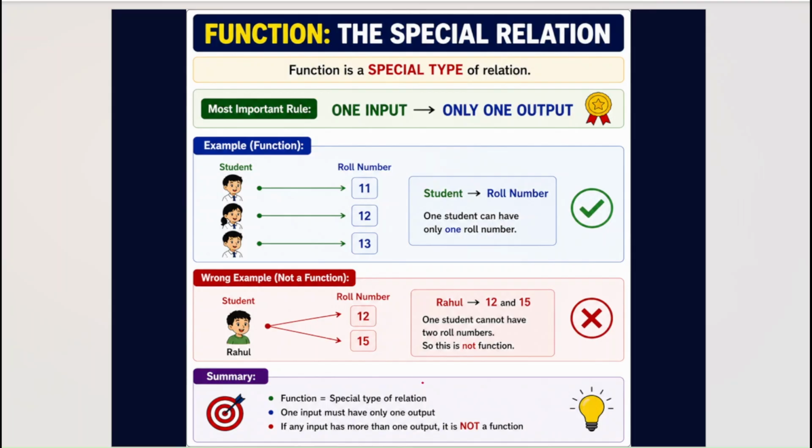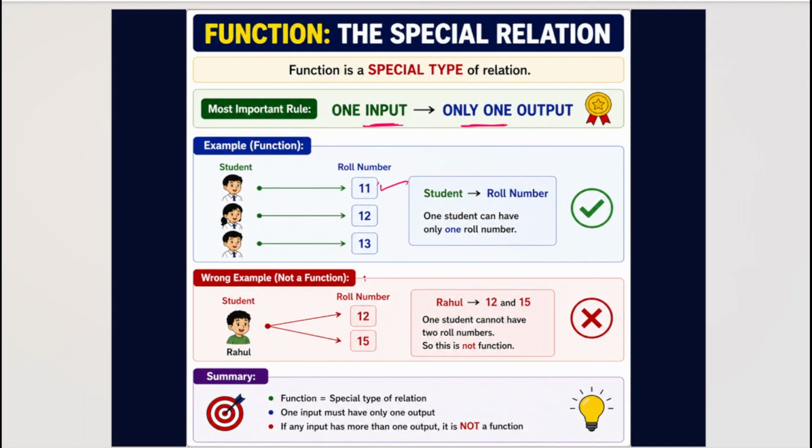Now function, the special relation. Function is a special type of relation with one condition, that one input will have only one output. You might find such terms in MCQ questions, that a function means a special relation, which means one input will be equal to only one output. For example, a student has one roll number. Every student in a class will have a unique number. That means only one roll number. For example, there is a student whose roll number is 11, then 12, 13. So different students have different roll numbers, but only one.